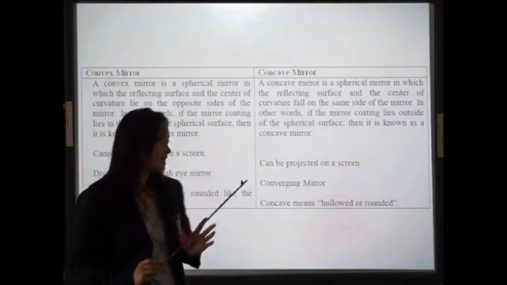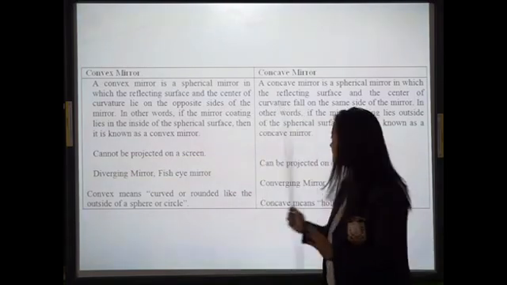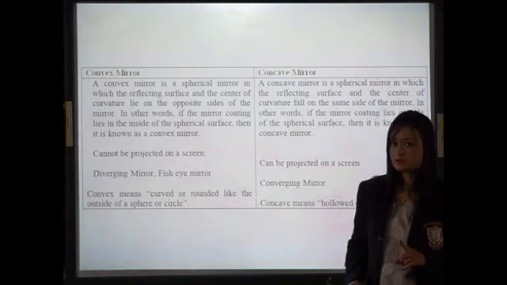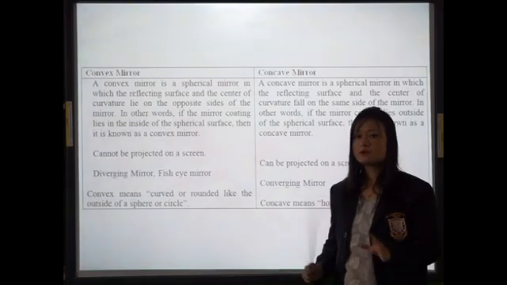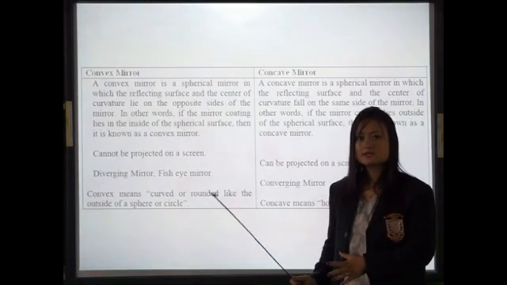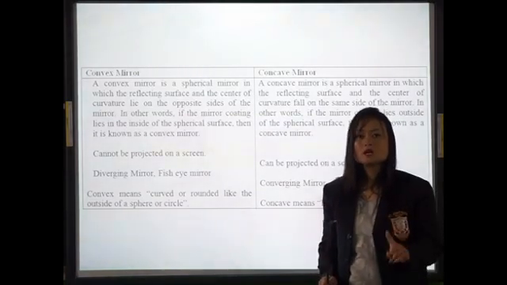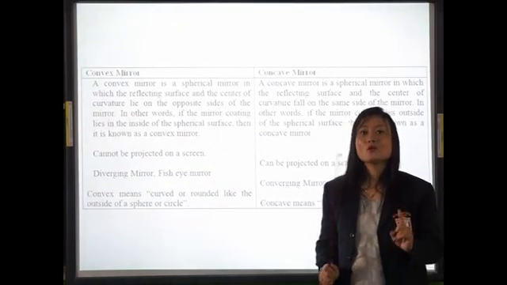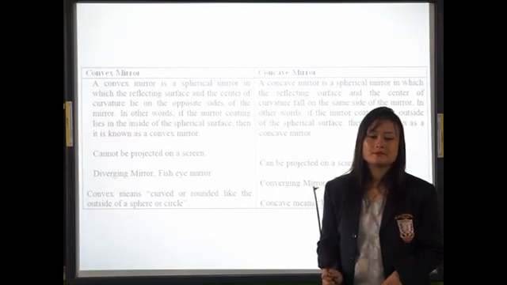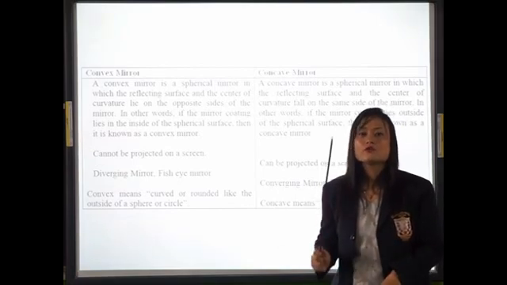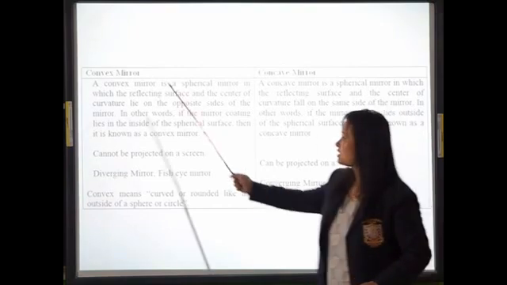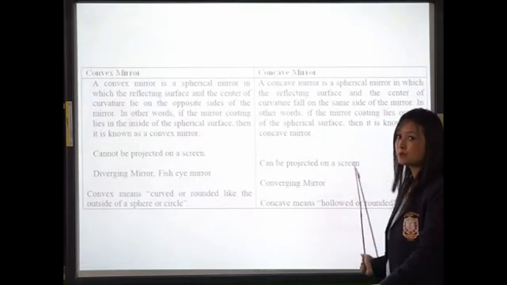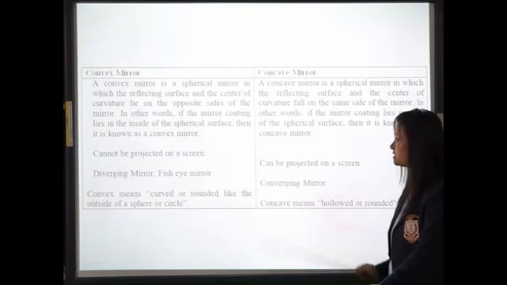Second difference, a concave mirror image can be projected on a screen because a concave mirror generally forms real images. We will be discussing that in the next class, about the different types of images formed by concave and convex mirrors. As of now, just remember, a concave mirror, most of the time, forms real images, whereas a convex mirror never forms a real image. A convex mirror only forms virtual images. That's why a convex mirror's image cannot be projected on a screen, whereas a concave mirror's can, because it forms real images.